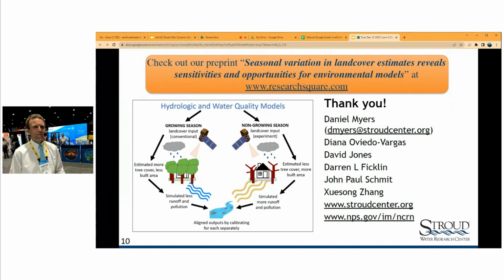we invite you all, if you're interested in learning more about how we used the Dynamic World near real-time land cover data, we have a preprint of our research on researchsquare.com titled Seasonal Variation in Land Cover Estimates Reveal Sensitivities and Opportunities for Environmental Models. So now, thank you. That's it.